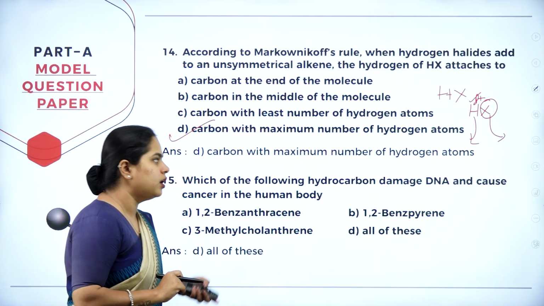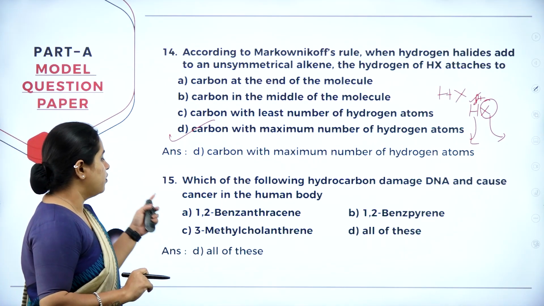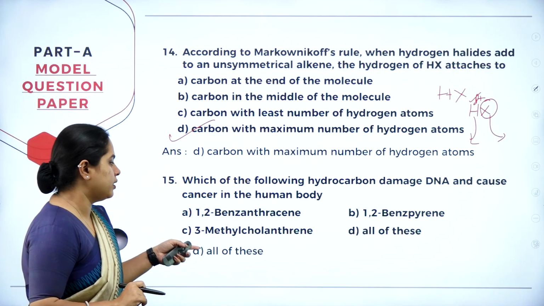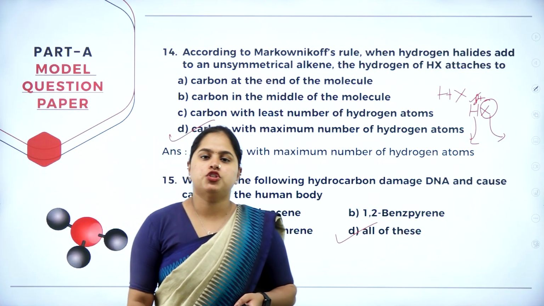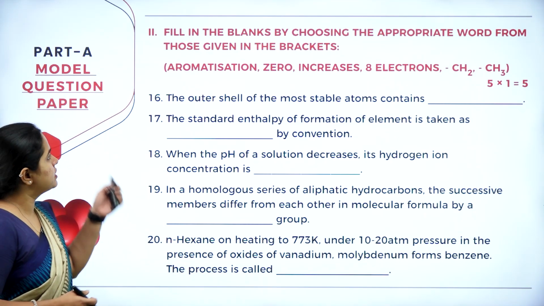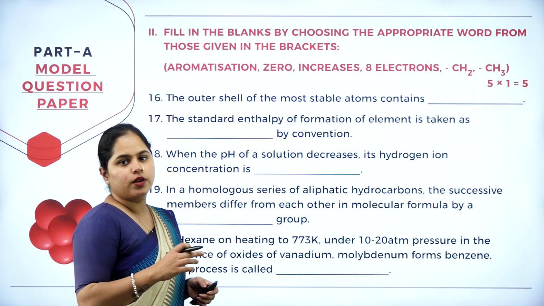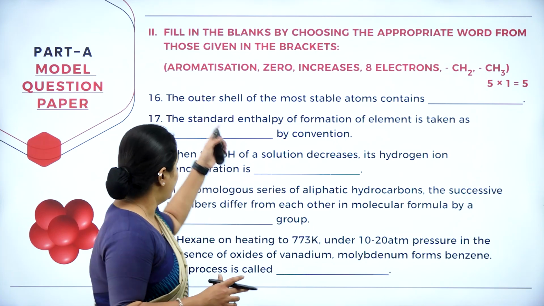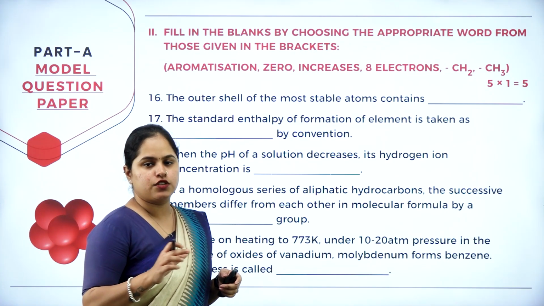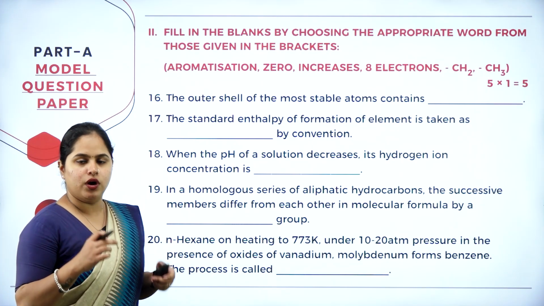Which of the following hydrocarbons damage DNA and cause cancer in the human body? So, all of these: 1,2-benzanthracene, 1,2-benzpyrene, and 3-methylcholanthrene. All of these are examples of compounds showing carcinogenicity, right? Now, moving on to the next part of part A, that is fill in the blanks. Fill in the blanks by choosing the appropriate word from those given in the brackets. Few words will be given in the bracket, and from question number 16 to 20, 5 questions will be given, that is fill in the blank questions. From the words which are given, you have to choose the appropriate word and fill in the blanks.